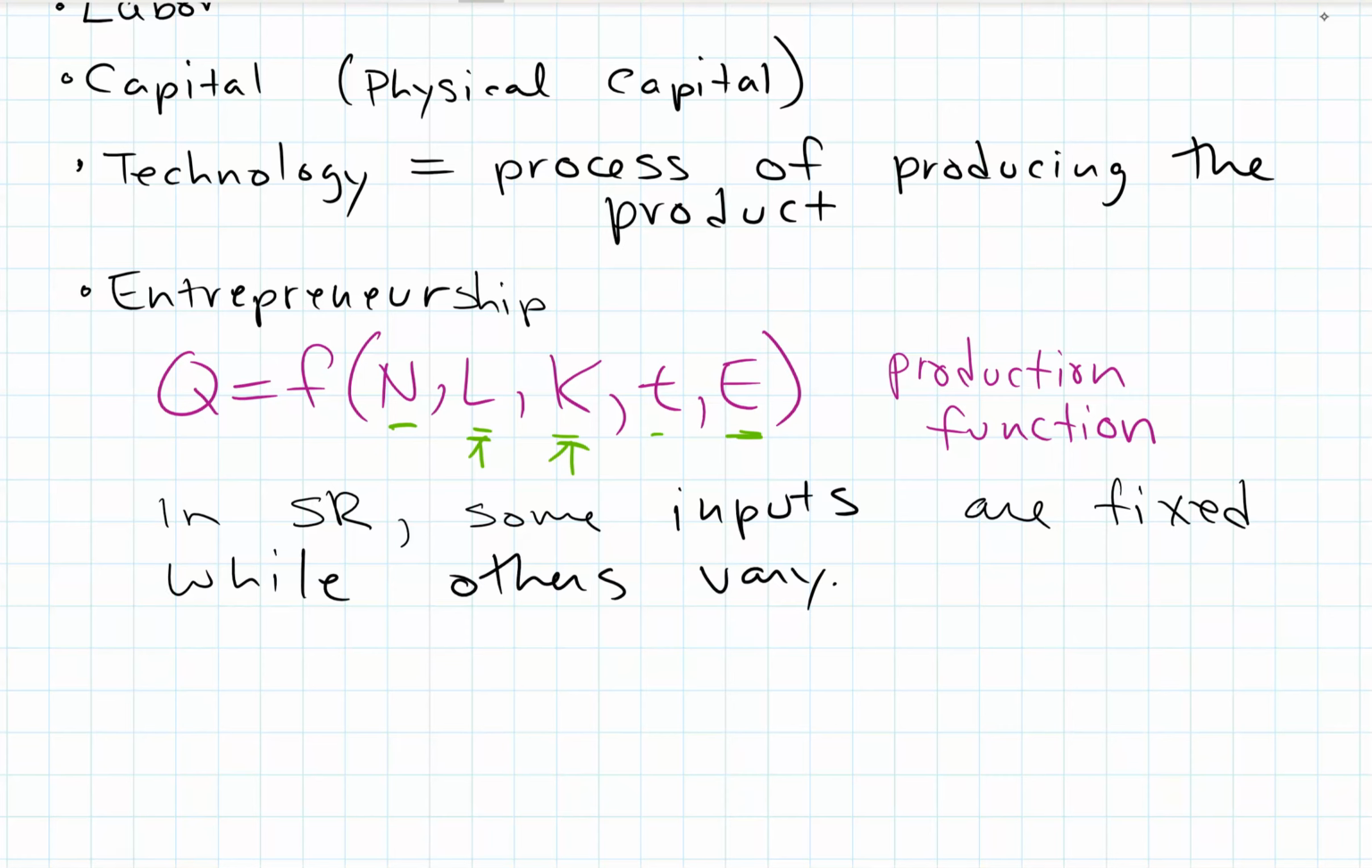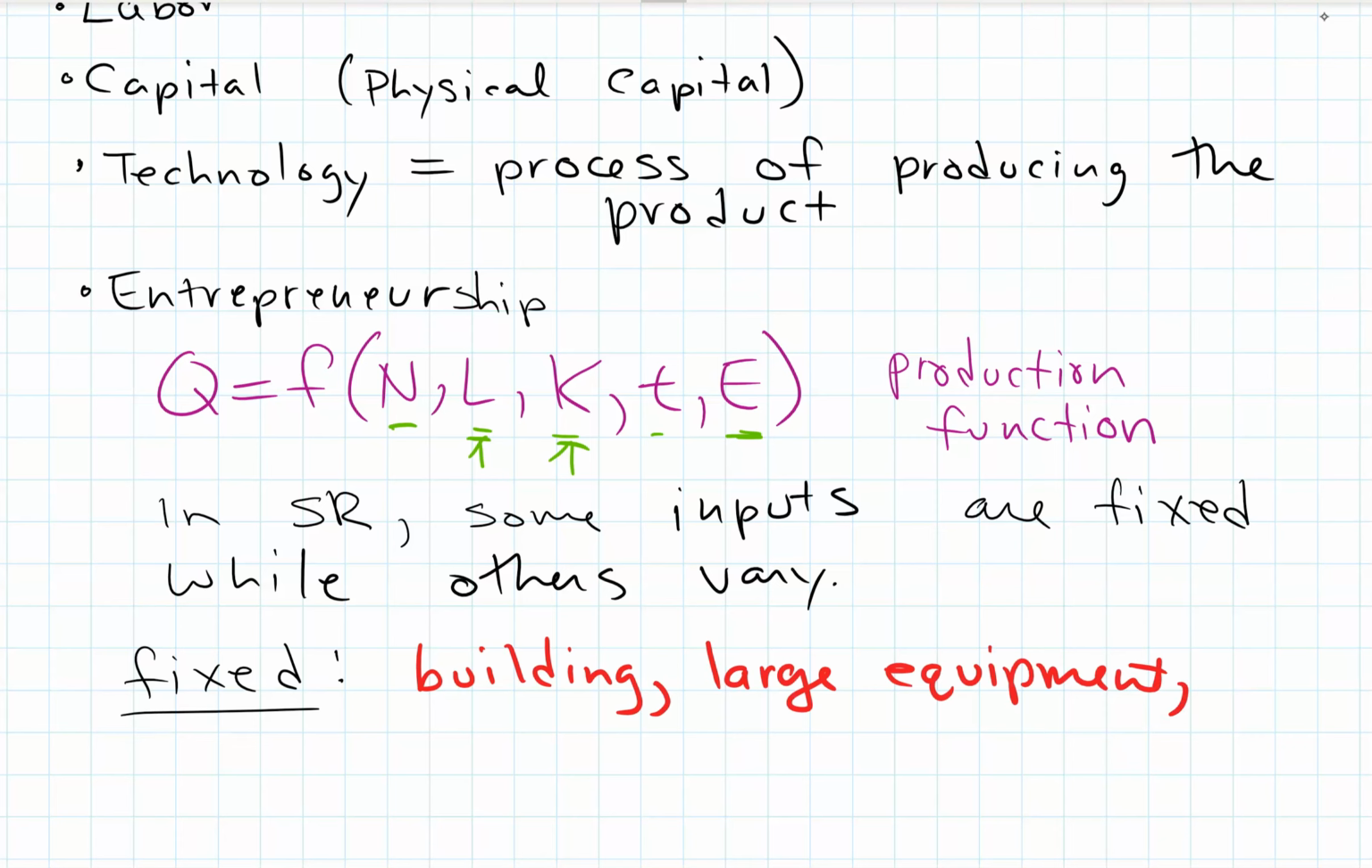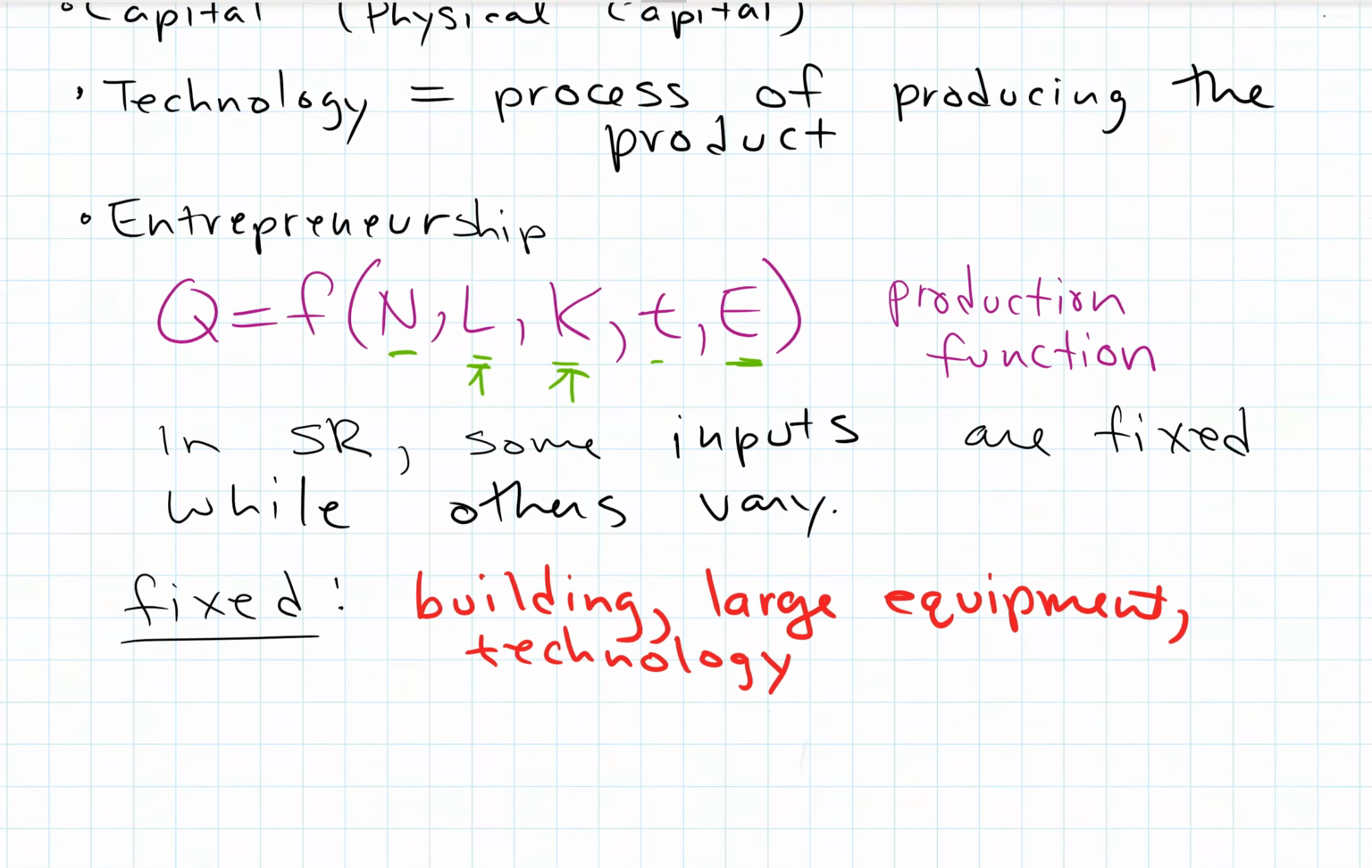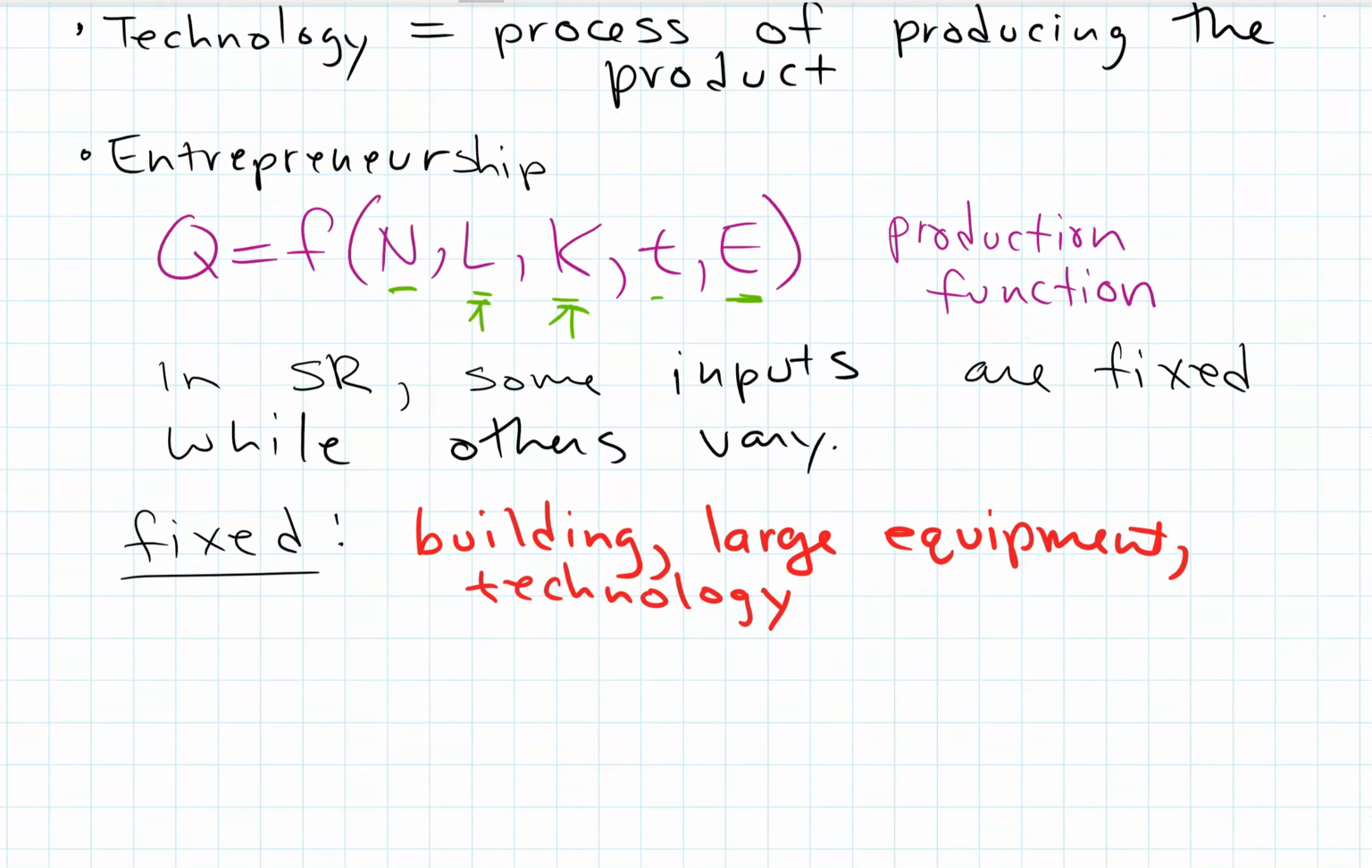Okay, so let's think of some fixed ones. So in the short run, let's say you might have your building, right? Your large equipment. If it involves some kind of retraining of your staff, your technology might even be fixed. Meaning, if you had to change it, you'd have to retrain all your staff and maybe buy different equipment. So those things might be fixed. That's just some examples of it. It's sort of case by case basis.